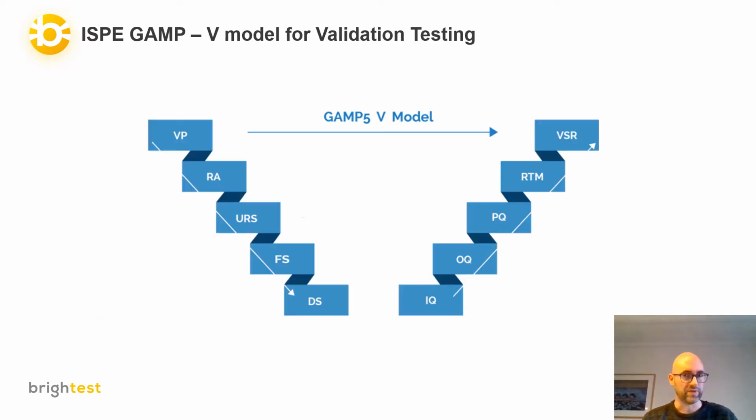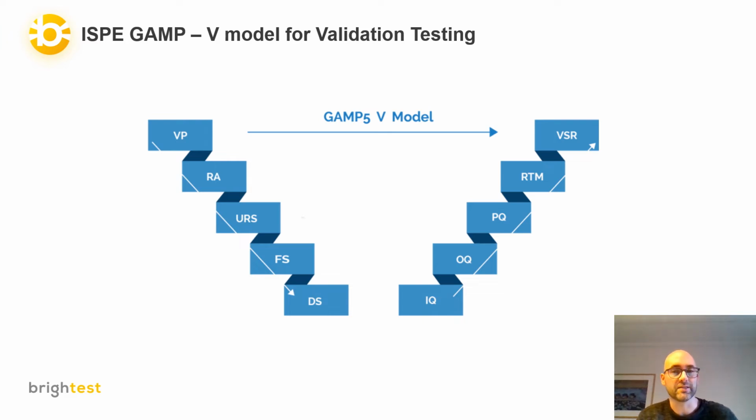GAMP has its own V model. So we start off with a validation plan when we start with a validation project. Then we add a risk assessment. We come up with the user requirement specification, functional specification, up until the design specification, which is closely related to the code, of course. At the other side, once code has been applied, we install stuff.